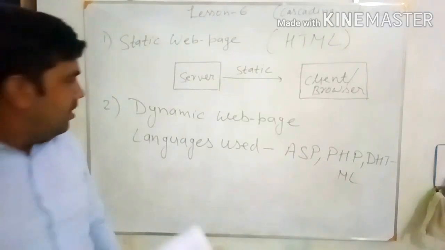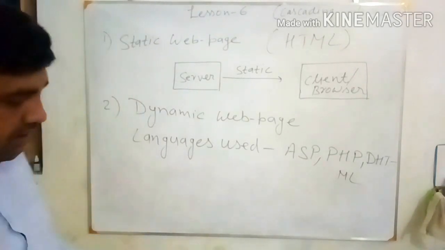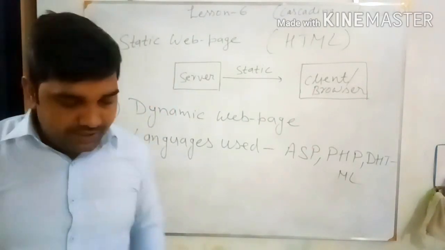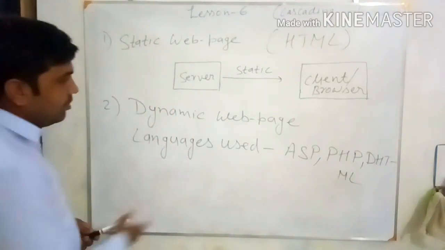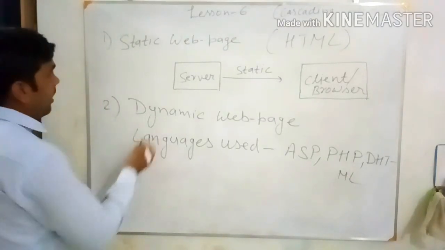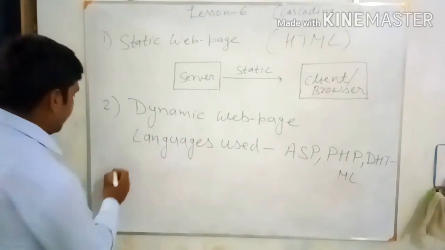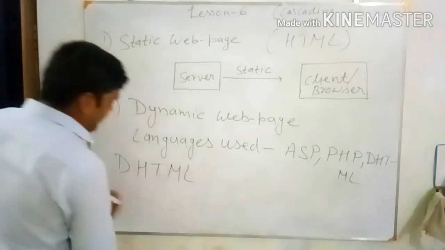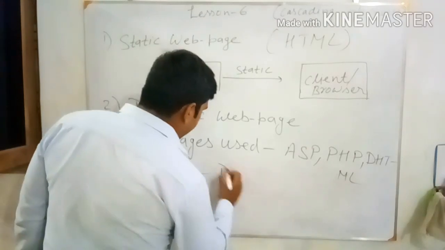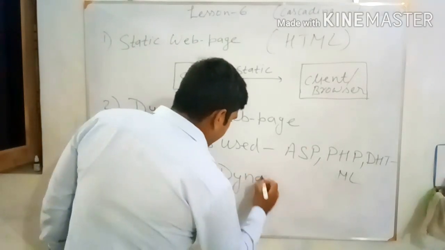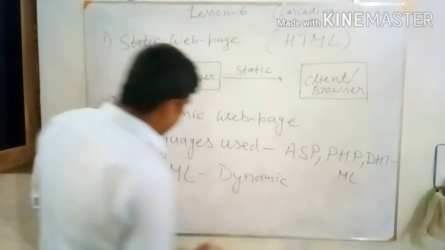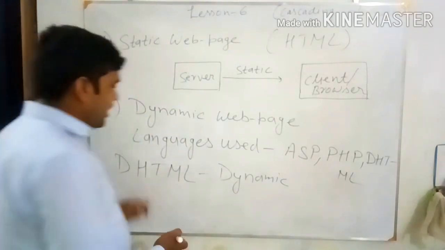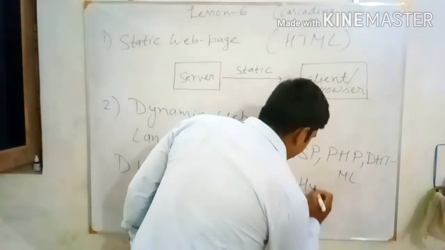Now, after this we will study DHTML. DHTML is the dynamic hypertext markup language. After the static web page and the dynamic web page, we will discuss the topic DHTML. The full form of this is dynamic hypertext markup language. Dynamic means the content changes continuously.